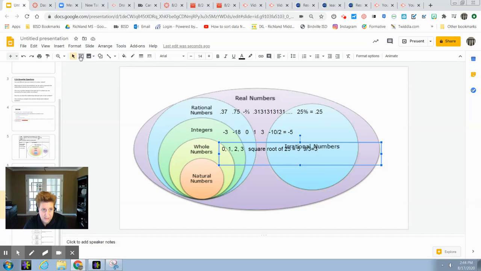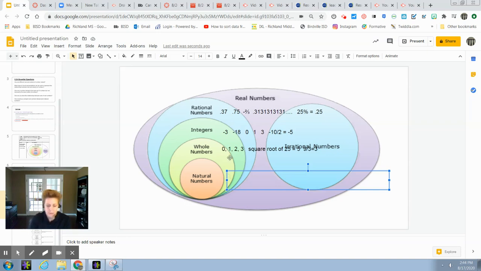But like I said, this is a little bit extra. They just want to know if you know the difference between the sets and the subsets. And of course, natural numbers are 1, 2, and so on.